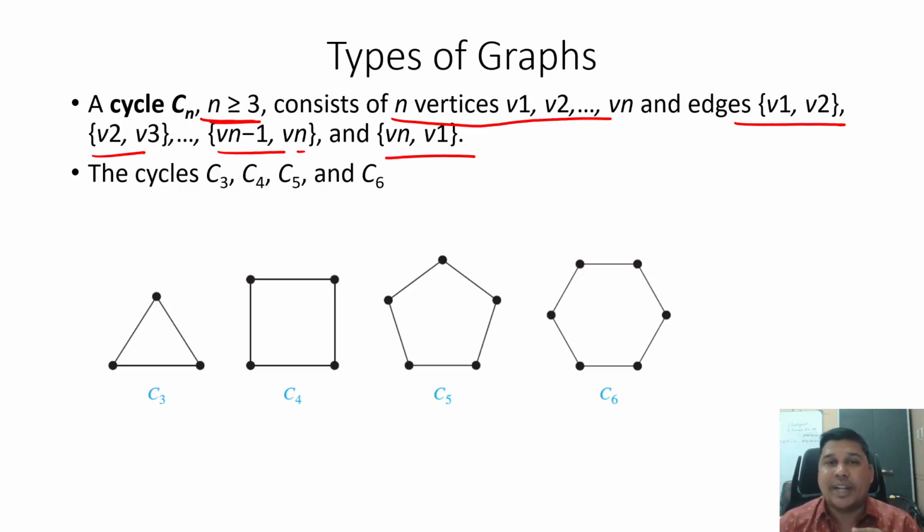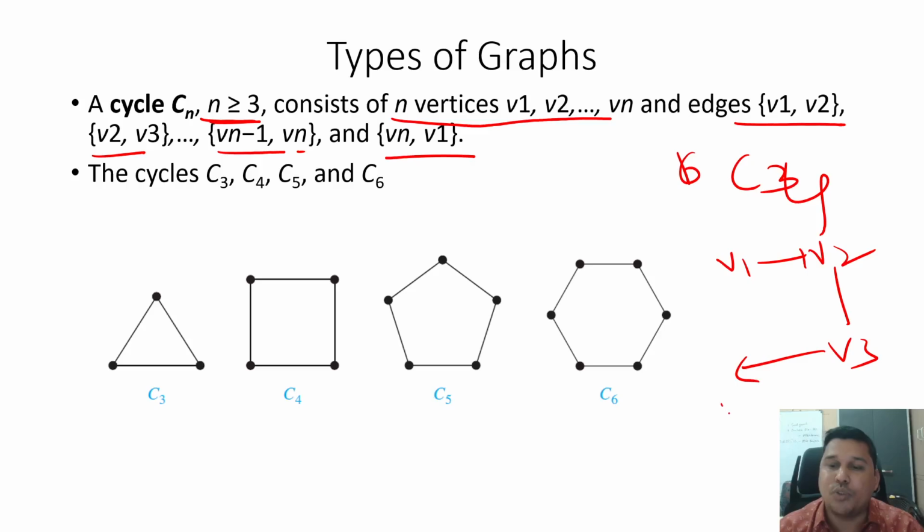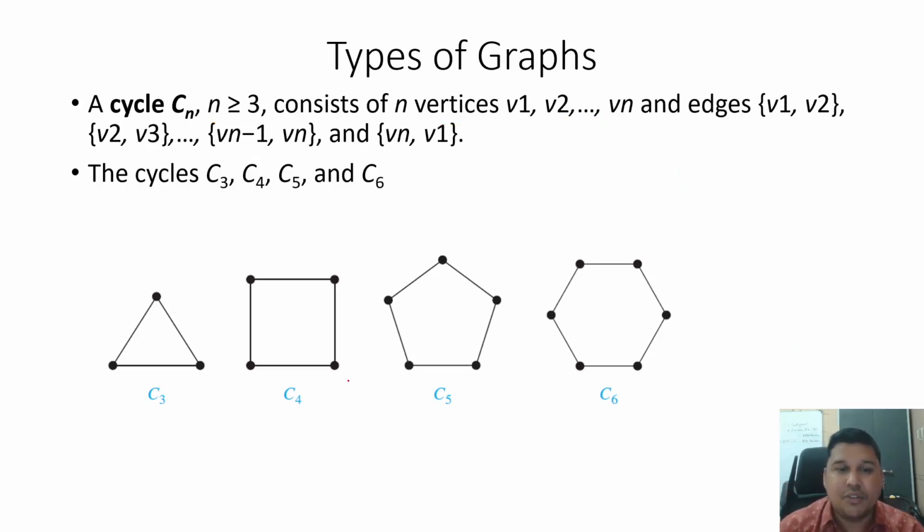So, if I say C3 or C4, it means from V1 to V2 one edge, from V2 to V3 another edge, from V3 to V4 another edge, from V4 to V1 again another edge. That way, V1 V2, V2 V3, V3 V4, V4 V5, V5 to V1 again. If I have only these edges, forming an edge between adjacent vertices and then coming back to V1, that kind of graph is called a cycle graph, where this number 4 indicates the number of vertices in the graph.